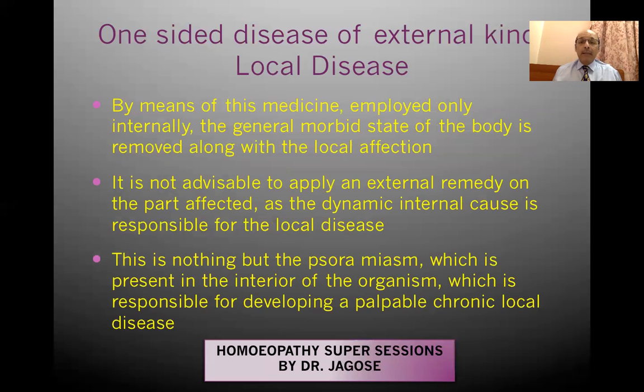By means of this medicine employed only internally, the general morbid state of the body is removed along with the local affection. So when you form the true totality and find out the simillimum and give it internally, naturally, the morbid state of the body will be removed along with the local affection. As I told you, in local disease, the cause lies internal. So if you mitigate or annihilate the internal cause, automatically the reflection will be seen on the surface of the body. That is, the local affection will also gradually reduce.